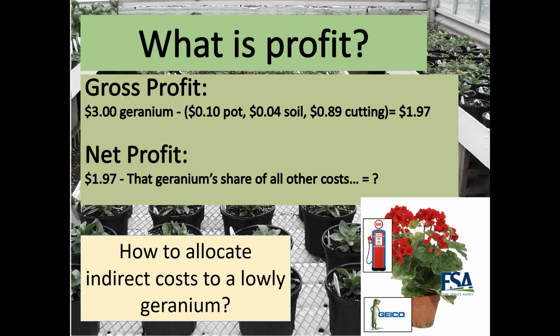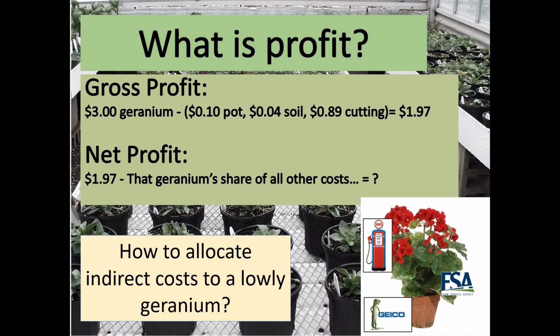So with direct costs, it's easy to understand how that affects our sale price, right? If I'm selling a geranium for $3 and my pot costs 10 cents, my soil costs 4 cents, and the cutting costs 89 cents, we know that I need to subtract those direct costs, and I get this gross profit of $1.97 in this example, right? So that one's easy. We know how to deal with those direct costs, but of course that isn't the whole story.